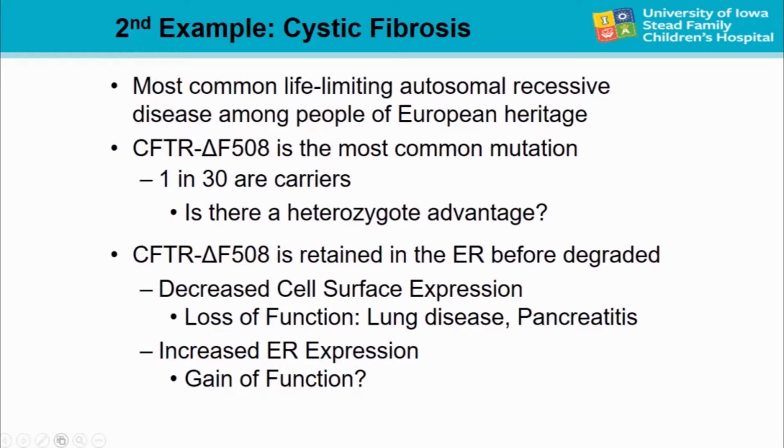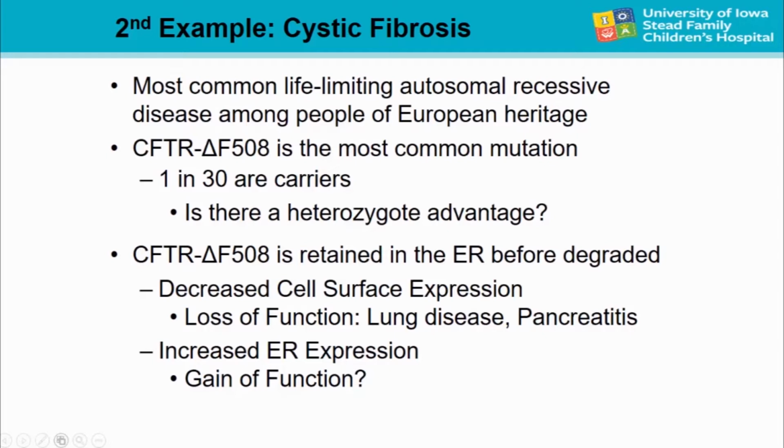The reason we were wondering about cardiovascular protection is because CFTR delta 508, this mutation, leads to misfolded protein that gets retained in the endoplasmic reticulum before it's targeted for early degradation. So it doesn't reach the cell surface. Individuals then have a loss of function, leading to lung disease, pancreatitis. But then we were wondering, in the short time that it's having increased residency in the endoplasmic or sarcoplasmic reticulum, whether that could lead to a gain of function at the level of calcium release.